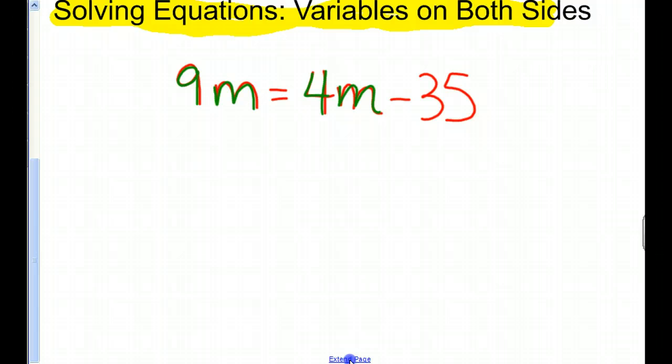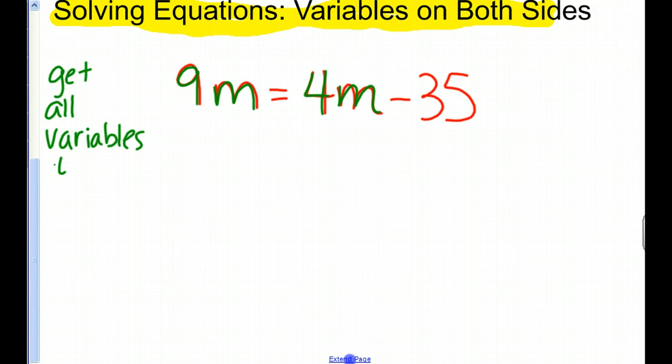What we want to make sure we do is, as always, keep our equation balanced, but we want to get them all to one side. So we want to get all variables to one side. So just kind of make a note of that.